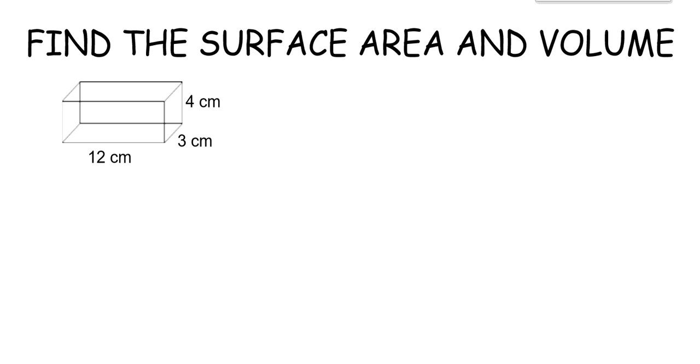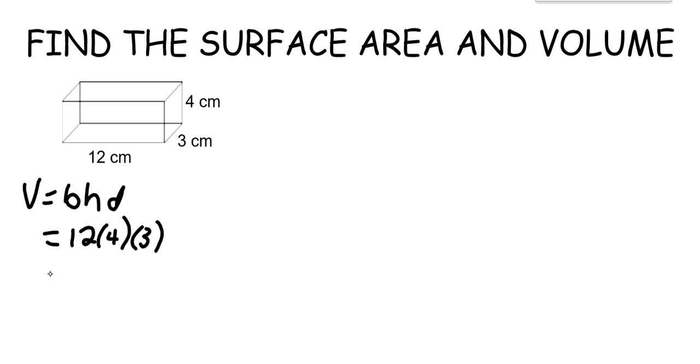So the volume formula is base times height times depth. And then we're just going to substitute in numbers. So the base is 12, the height is 4, and the depth is 3. And then we're going to get our final answer of 144 centimeters cubed. Don't forget that the units for volume are cubed.